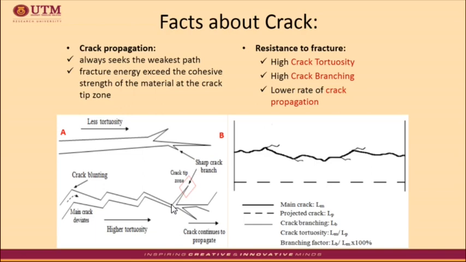By this means, cracks can be arrested and diverted, averting sudden failure of the materials. For a crack to propagate in the event of the aforementioned, the cleavage has to find the weakest path, and its fracture energy must exceed the cohesive strength of the materials at the crack tip zone.